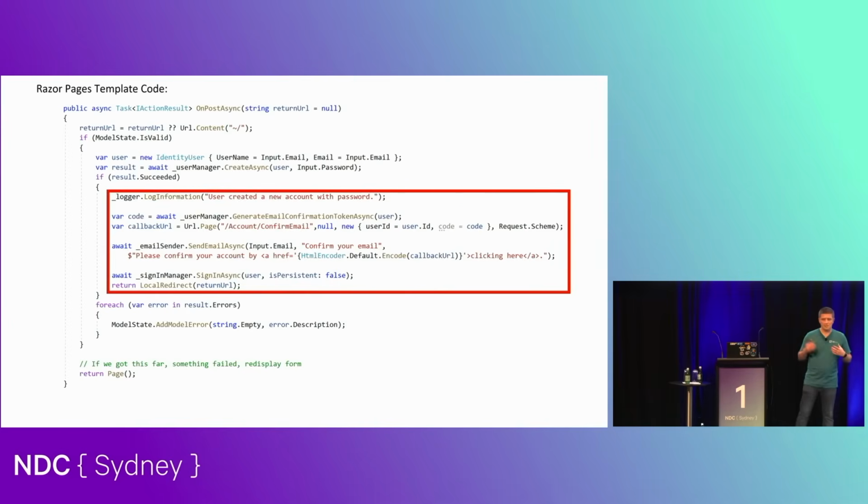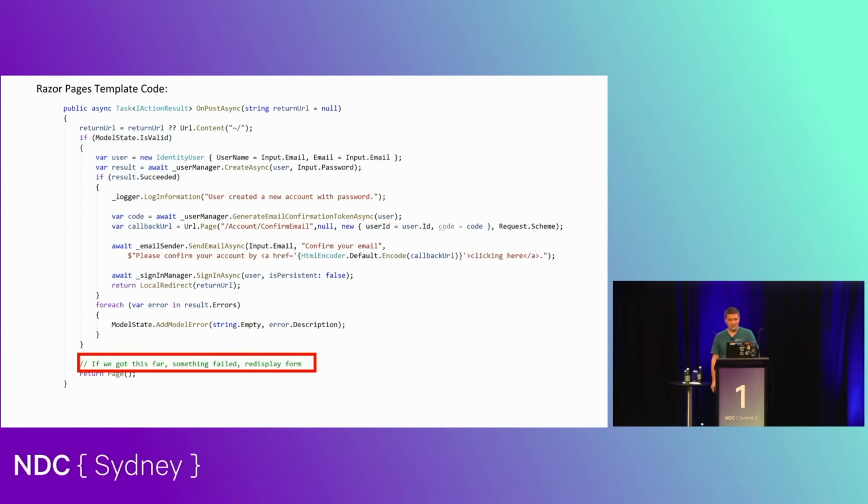So if the result succeeded, then go ahead and log some information, generate an email confirmation, send an email, and then go ahead and sign them in. So it's kind of in the middle of this method that's going on. And what's kind of funny too is whoever created this template put a comment here saying, if we got this far, something bad happened, basically. Which to me is an indicator, like if you have to put that comment, it's not super obvious that something bad happened if you reached the end of this method.